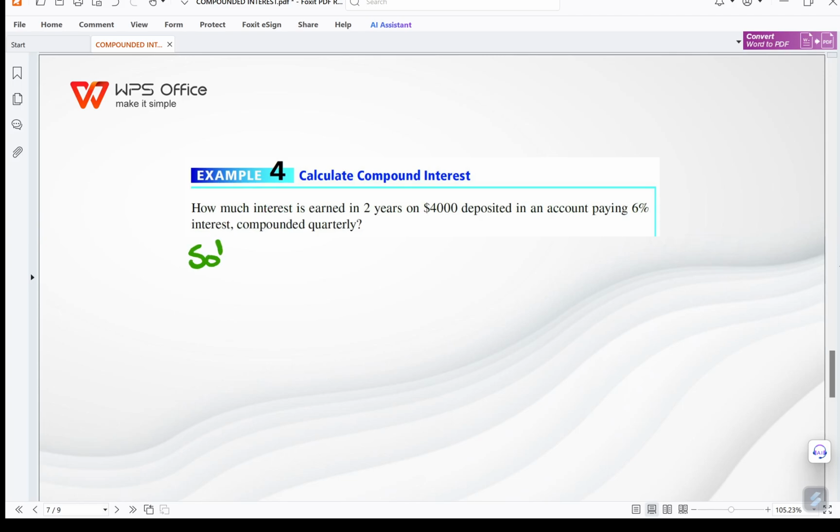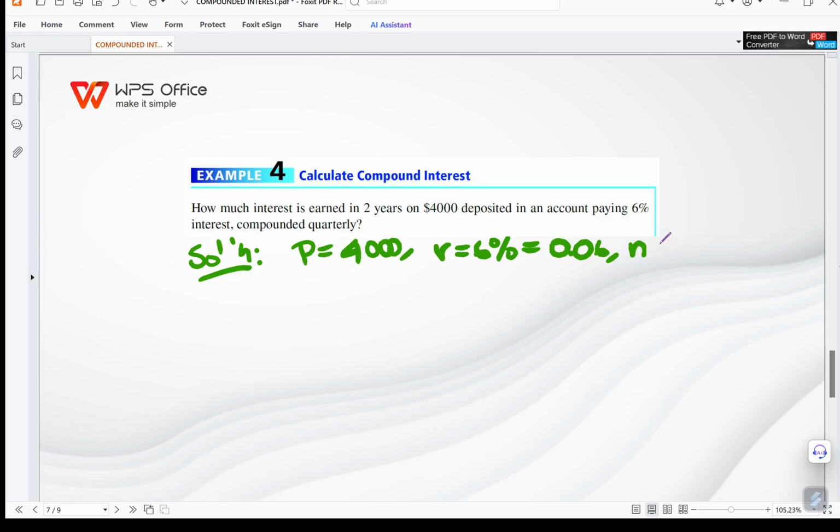So first, we need to collect the knowns. Our P here is 4,000. Our rate here is 6%. 6% we divide by 100, and we will get 0.06. And our n here, according to the problem, it is compounded quarterly, so our n here is 4, and our time here in years is 2.